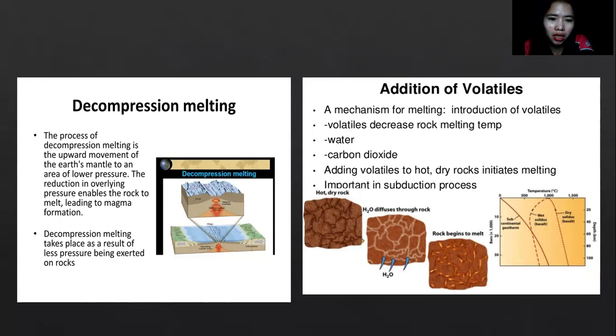So decompression, as you can see the picture, the example of that one is the seafloor spreading. So decompression melting takes place as a result of less pressure being exerted on rocks. So it only happens when there is pressure inside the Earth's surface. Decompression melting is the upward movement of the Earth's lower mantle.